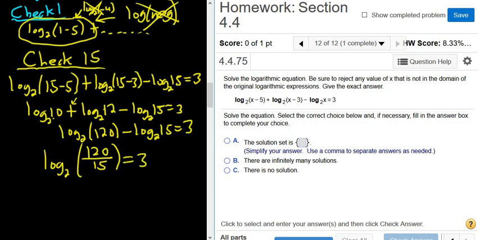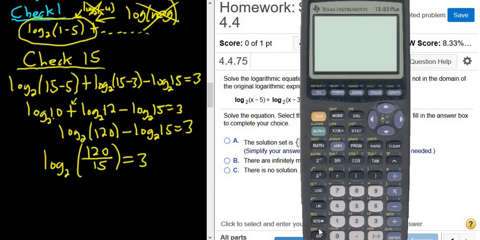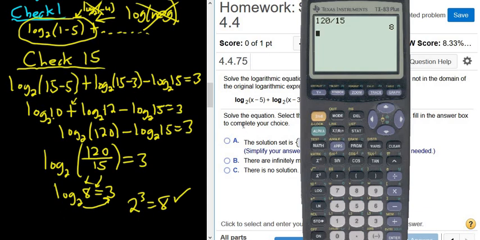I'm not going to take any chances. I have the calculator here. 120 over 15. I'm sure we could work it out, but don't be a hero. Let's see, 8. Okay, good. So log base 2 of 8 is equal to 3. Yes, that works, because 2 cubed is equal to 8. So that does indeed check. What a lot of work. So the answer is 15.